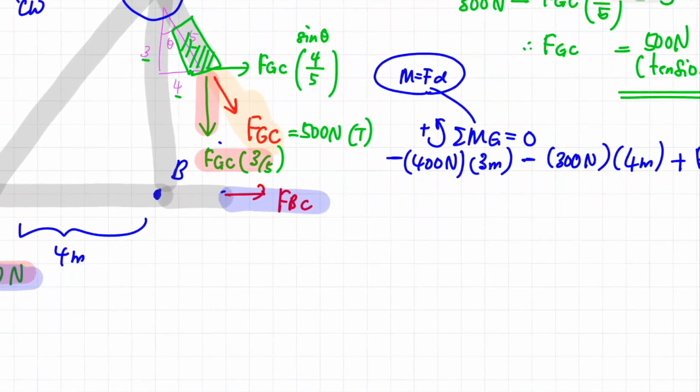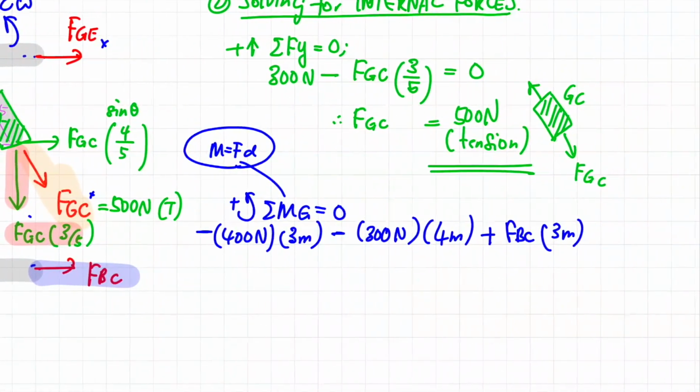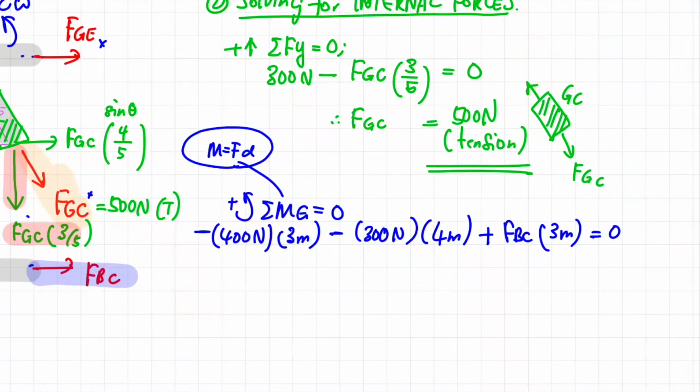As for the FGE, it will not create any moment at point G because the line of FGE passes through the rotation point. Accordingly, FGC also will not create a moment at point G because that line of action, that red line, is passing through the rotation point G. So we can eliminate these two terms in our equation. So the summation of everything that we have defined earlier would sum up to 0.